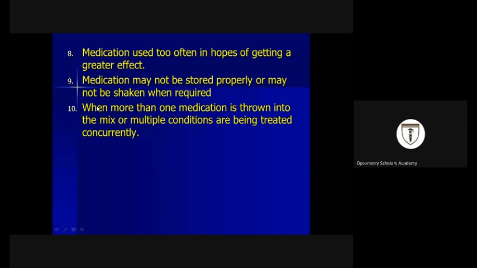So when more than one medication is thrown into the mix or multiple conditions are being treated concurrently, non-compliance comes in. Especially when you are treating more than one condition with a lot of drugs, most of these patients usually don't comply. So you might decide to reduce the number of drugs, and maybe try to treat one condition first before the other, if you want to get full compliance.